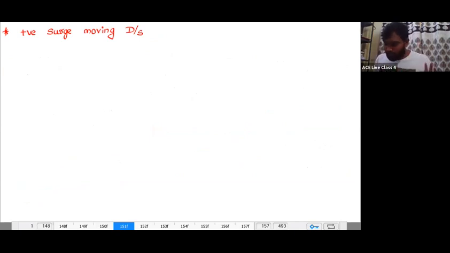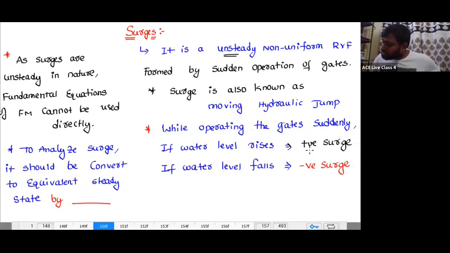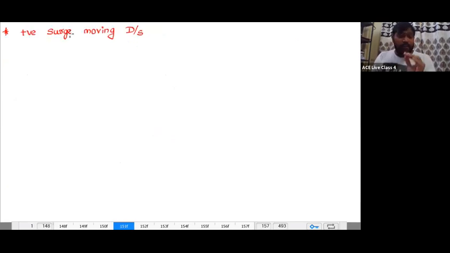Positive surge is going to be moving downstream. What is the meaning of positive surge? The meaning of positive surge is that the water level rises. Think and say. So when the positive surge is moving downstream, on the downstream side the water level rises. Then I can say it is a positive surge moving downstream.